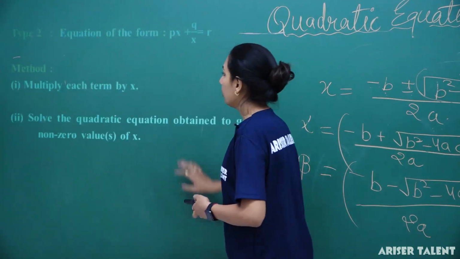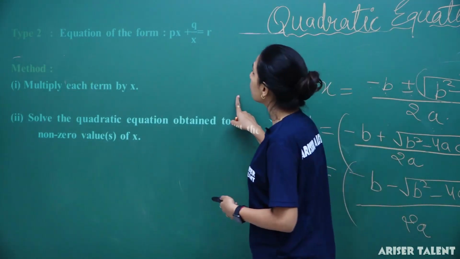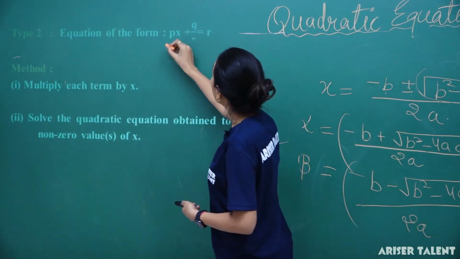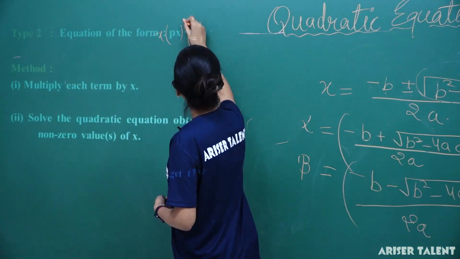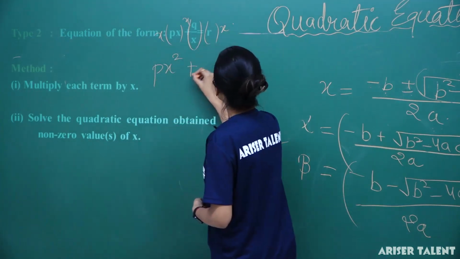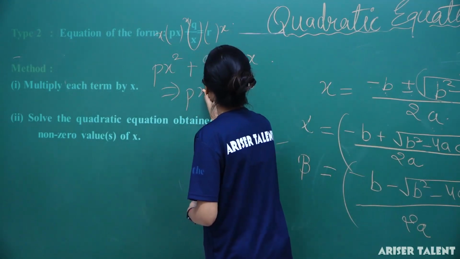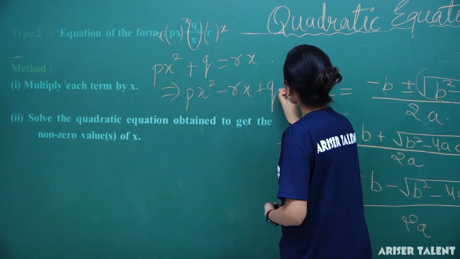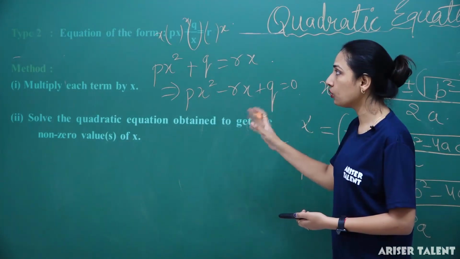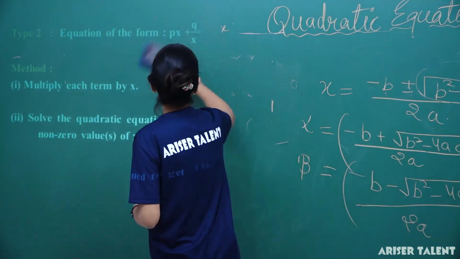The second method is for equations of the form px plus q by x equals r. In this format, we will multiply each term by x. If we multiply these terms by x, that will become px square plus q equals rx. Now this will convert into px square minus rx plus q equals 0, which is again what format? ax square plus bx plus c equals 0. Now we all know how to solve this kind of equation.